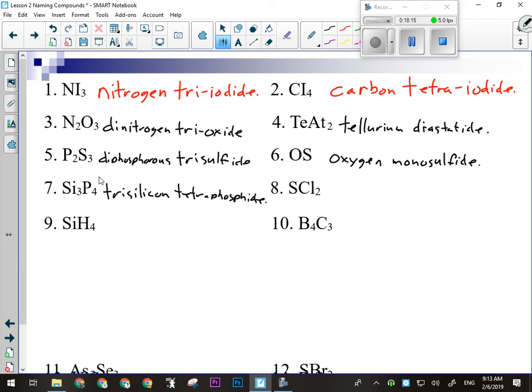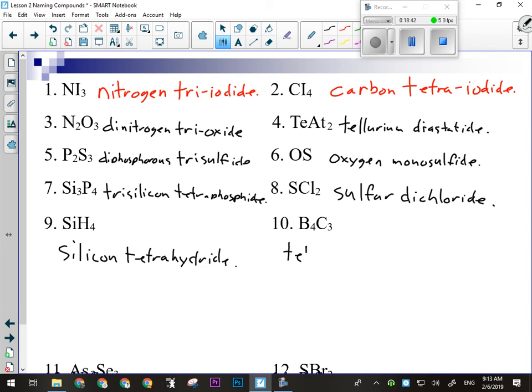Okay, number 8, I've got 1 sulfur, 2 chlorines, so this will be sulfur dichloride. Okay, for number 9, I've got 1 silicone and 4 hydrogens, so this would be silicone tetrahydride. Okay, and I know that hydrogen is acting as a non-metal because it's listed second. Okay, and then I have 4 borons, so this will be tetraboron tricarbide. A lot of these compounds probably don't exist. They're just naming exercises. Okay. All right. Any questions on any of those?